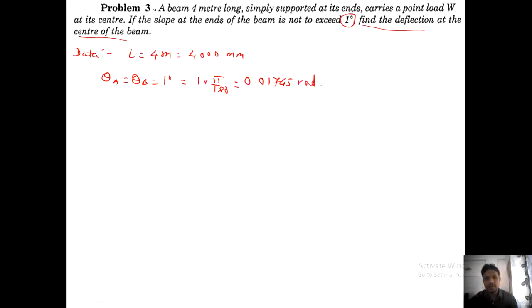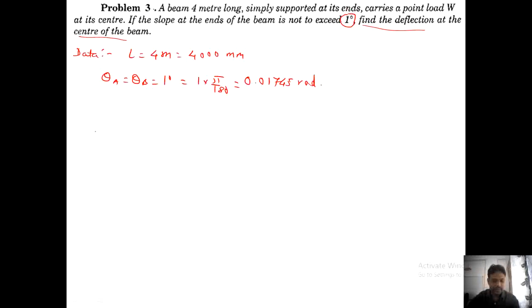So let us collect the data. L is 4 meter, that is 4000 mm. Okay, and theta is already given, theta A is equal to theta B is equal to 1 degree. So degree to radian we can convert, so 1 into pi by 180 simply. So it should be 0.01745, okay, in radian.